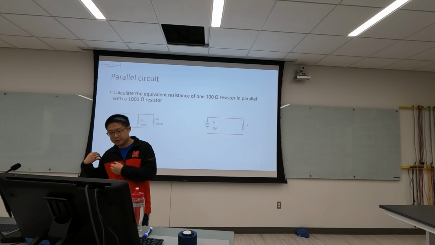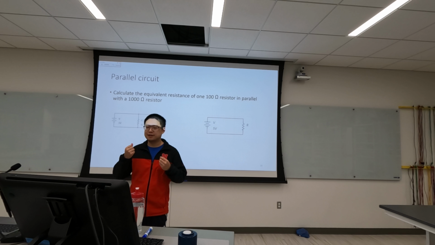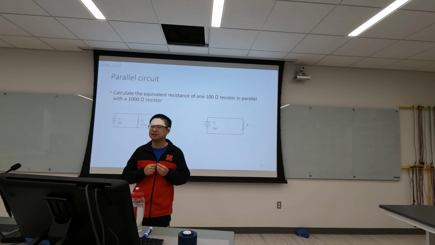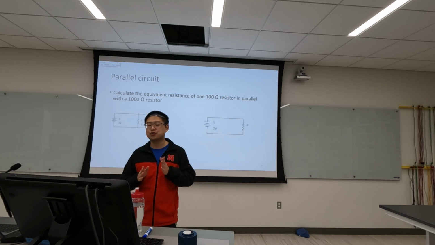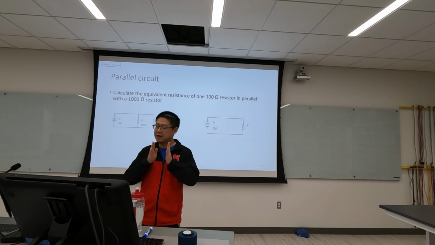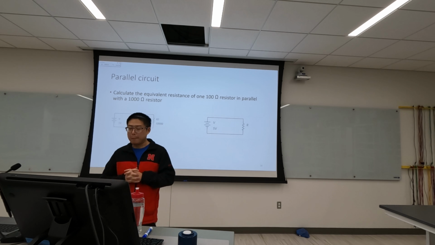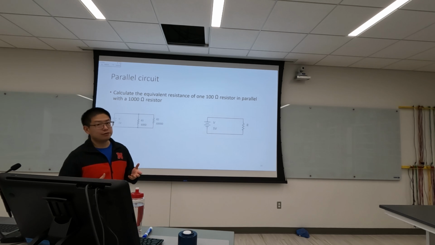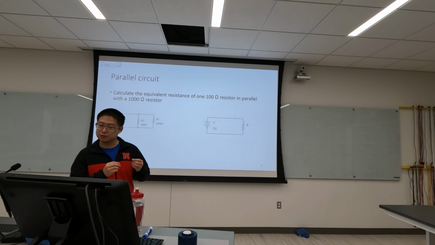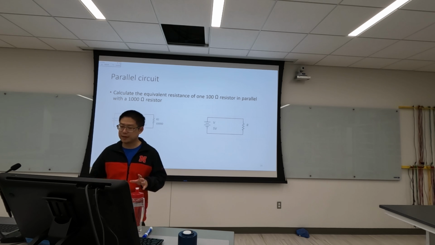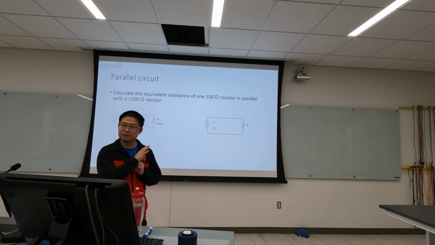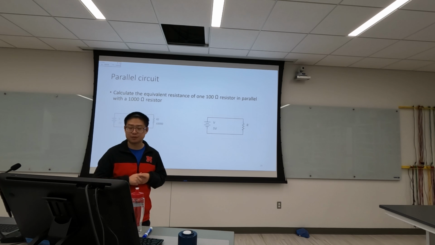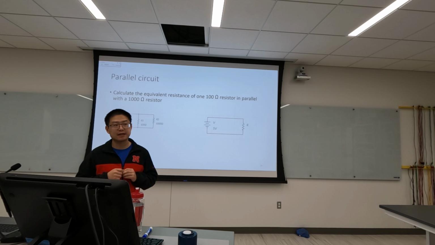Now let's go back to the circuit. Can you calculate the exact value of the equivalent resistance of the previous circuit? So we have R1 and R2 in parallel. Can you calculate the value of the equivalent resistance? So here I will give you students two more minutes to do the calculation. And okay, what value did you get for the equivalent resistance? Did everyone get 91.1?